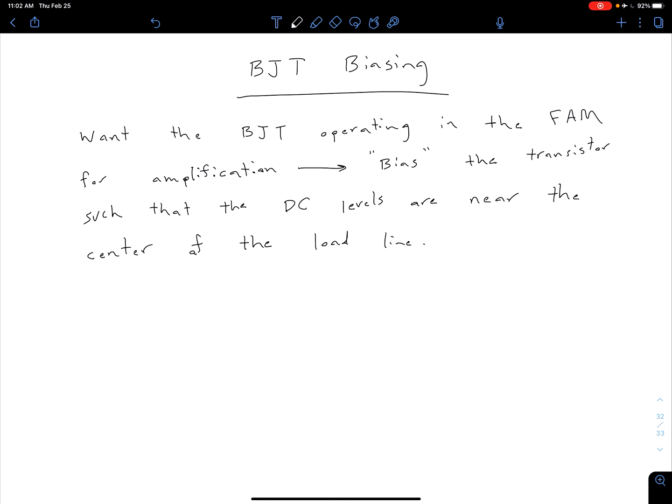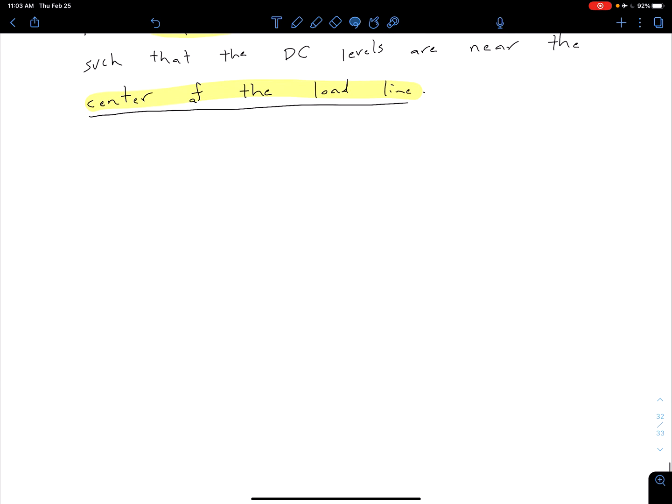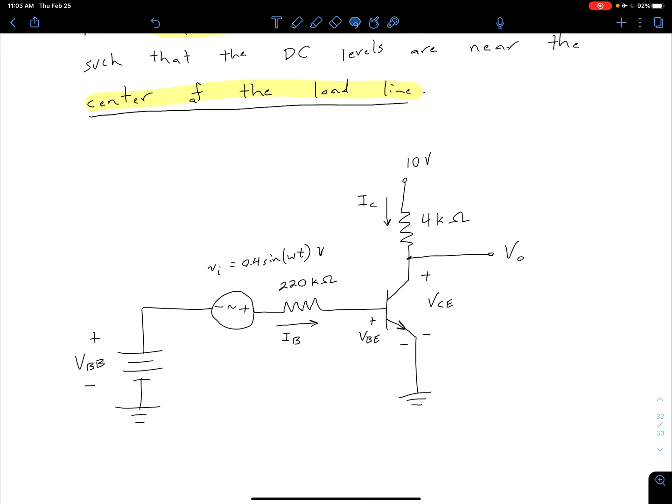After looking at the basic example in the previous video, we now have a greater understanding of the importance of BJT biasing. So for amplification, of course, we want the BJT to be operating in the forward active mode. And so to do that, we're going to "bias" the transistor such that our DC levels are near the center of the load line. So very important, we want the DC levels or our Q point to be at the center of the load line.